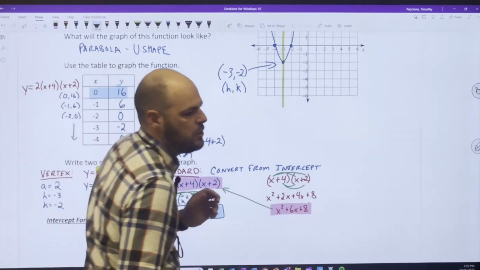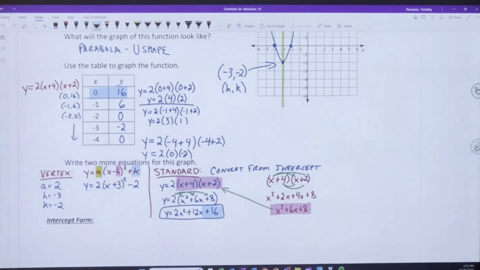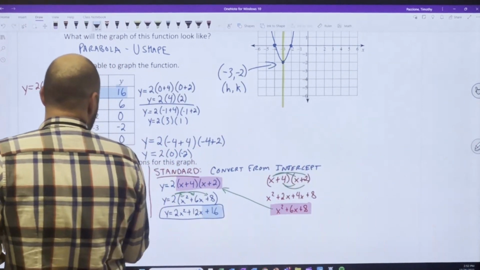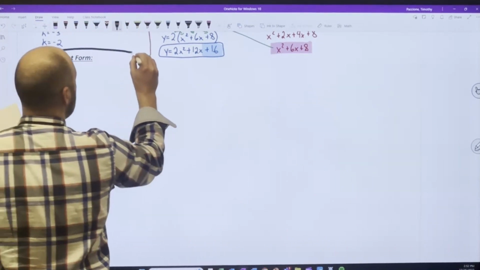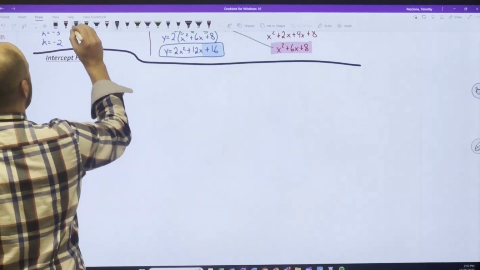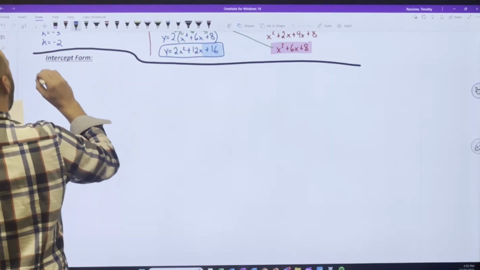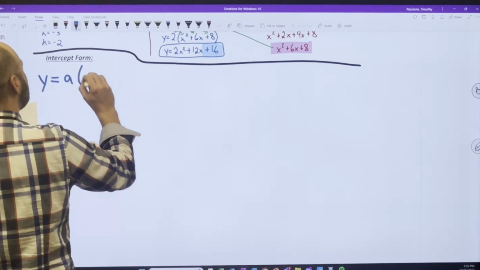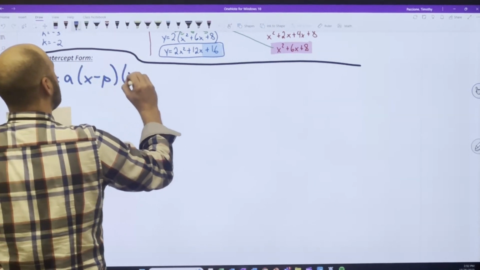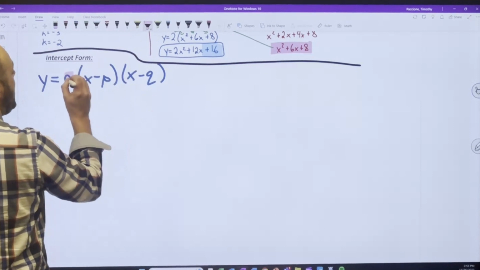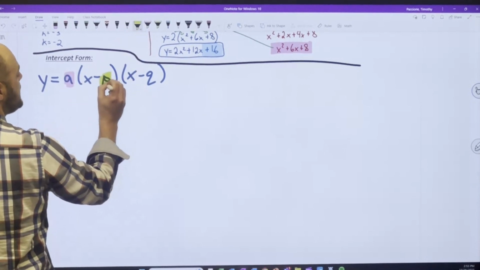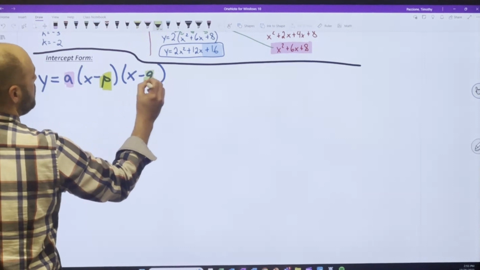Intercept form. Let's continue with intercept form here. Just as a reminder, we'll cover it again real quick. Let's block this off. Intercept form is y equals a times x minus p times x minus q, right? That's what intercept form is. It's got three different pieces. It's got the a that we are always used to seeing, it's got a p, and it's got a q, okay?